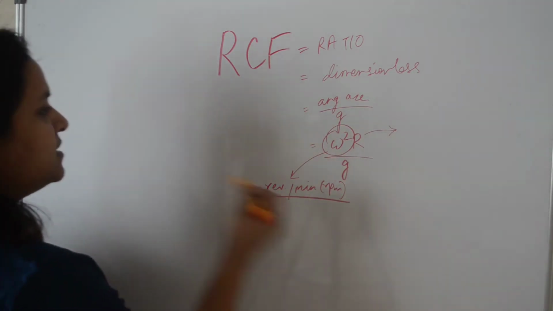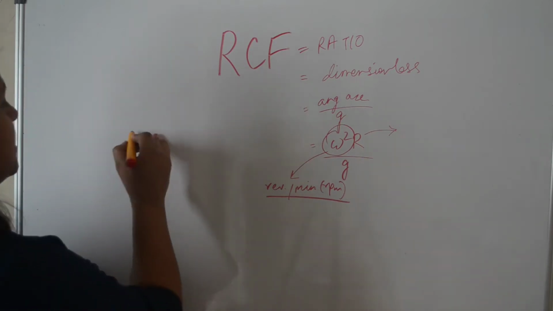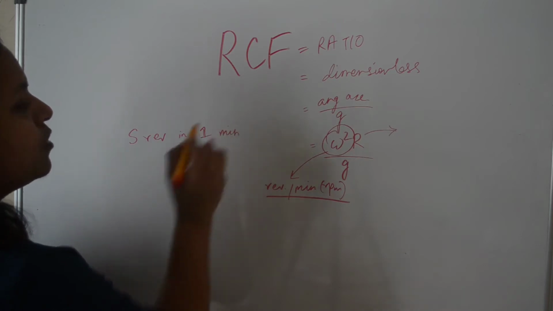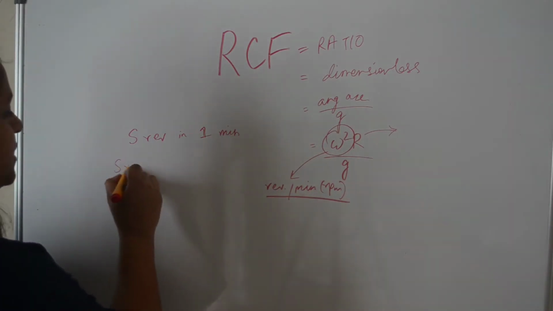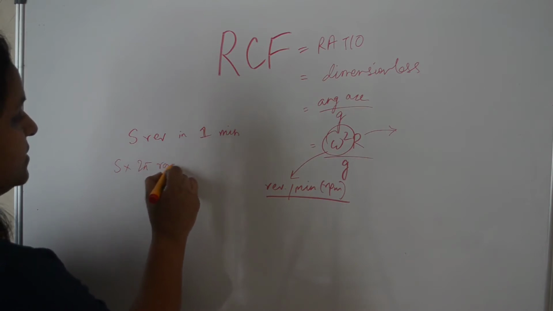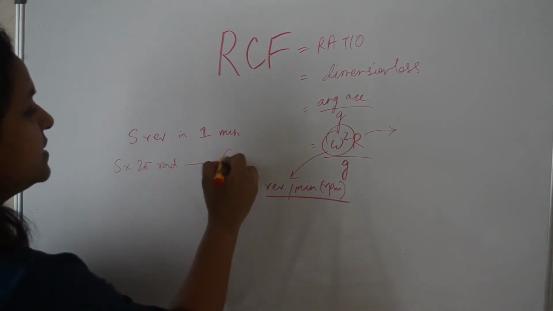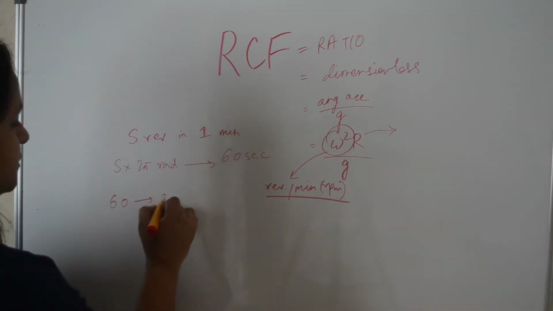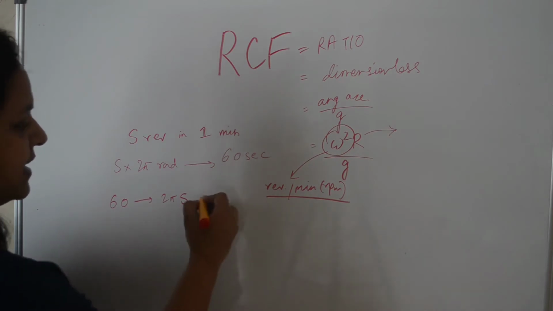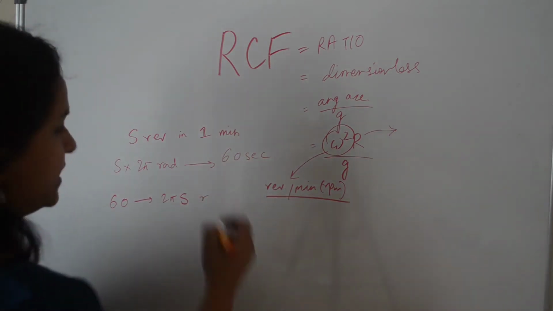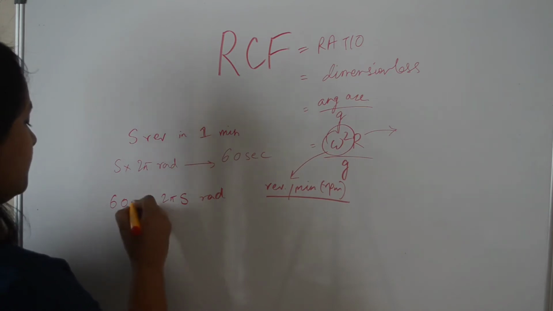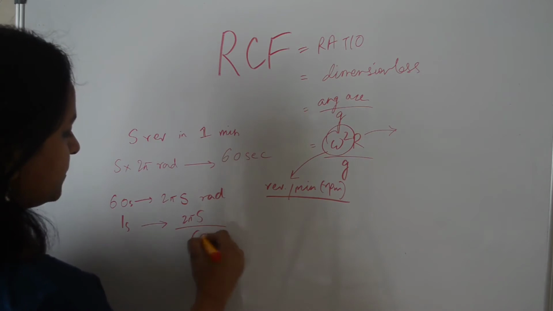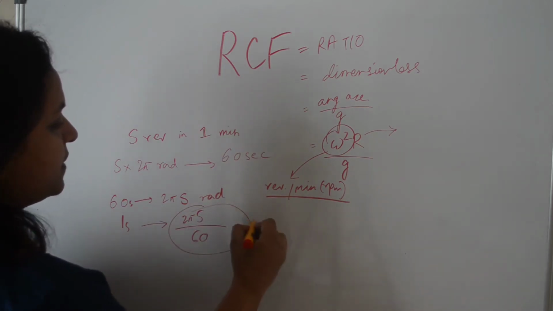So to do that, let's assume that your rotor makes S revolutions in 1 minute. You can also write this as S into 2 pi radians, and it does this in 60 seconds. So in 60 seconds your rotor makes 2 pi s radians, that is, it moves through 2 pi s radians. So in 1 second your rotor would move through 2 pi s upon 60, which is nothing but omega.